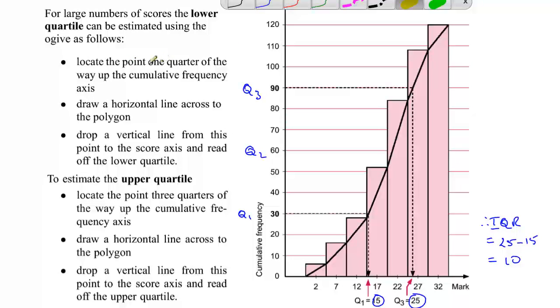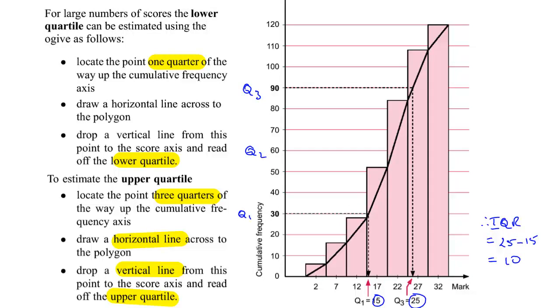So let's have a look at some of the important points out of here. It says locate the point 1/4 of the way up, which we did, that's Q1. Draw a horizontal line across to the polygon, and then drop a vertical line down to read off the lower quartile. And you do the same 3/4 of the way up, horizontal line, and then a vertical line down to the axis to read the upper quartile, and then we do our calculation for the interquartile range. So that's pretty straightforward. As long as you're given that sort of graph, it would be very time consuming to draw it, but it can be done, and it is quite a good way to be able to quickly read off the information that you need.